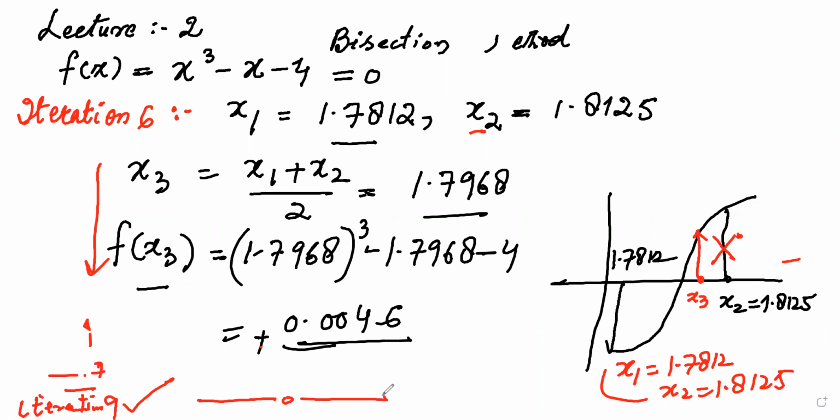What we have to do after iteration 9, I will be discussing in the next class. In the next class, we'll finish this bisection method. But I want students to complete this task up to iteration 9. Thank you very much.